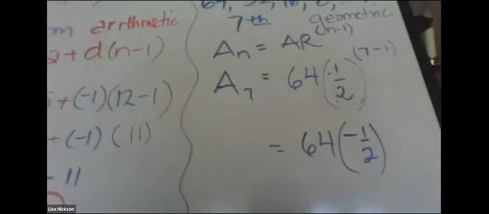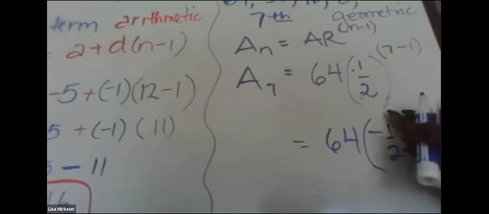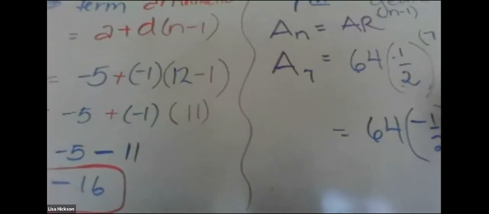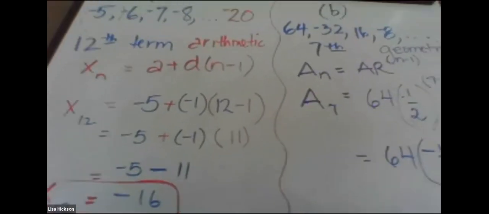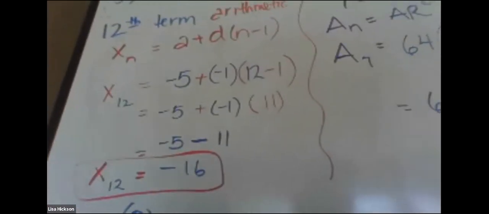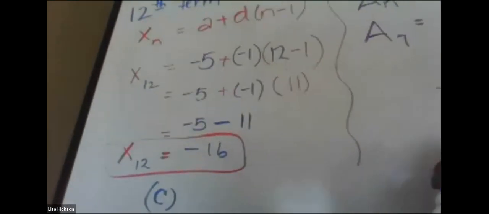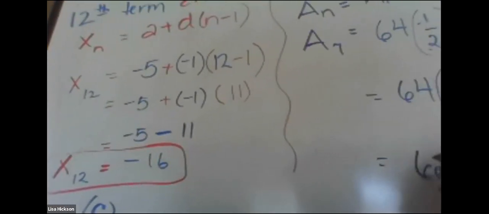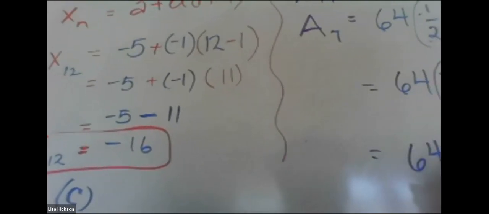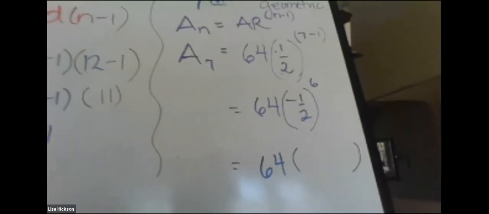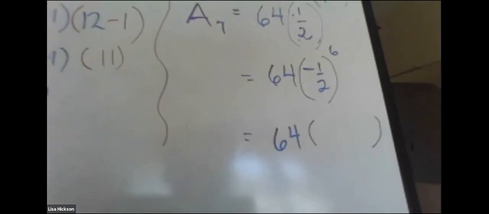However, we can now simplify. What's 7 minus 1? 6. All right, so now our exponent is 6. So now let's do some math. Do we remember exponents? We keep the 64 because we're not there yet. We are now figuring out this piece. So what is negative 1/2 to the 6th power?